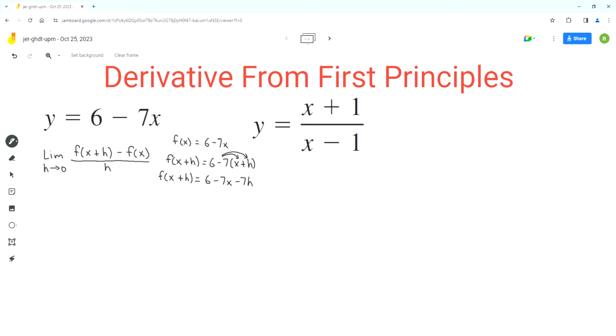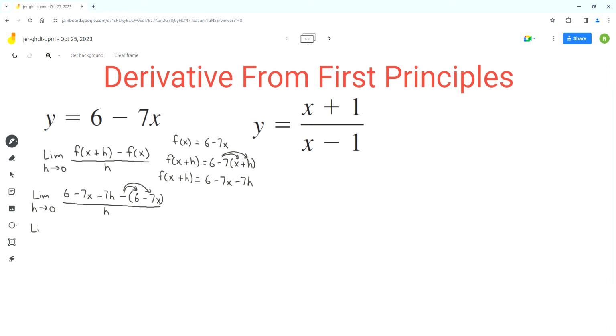Now we can use these expressions in this limit setup. So limit h approaches 0. So we get 6 minus 7x minus 7h, then minus f at x, which is 6 minus 7x, over h. We cannot do the substitution for h as 0 because that will make the denominator 0. So first we'll have to simplify the numerator by distributing the negative sign in the parentheses.